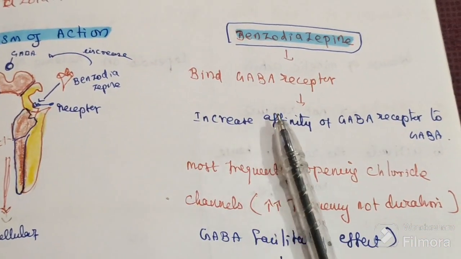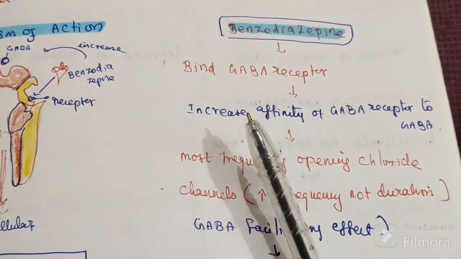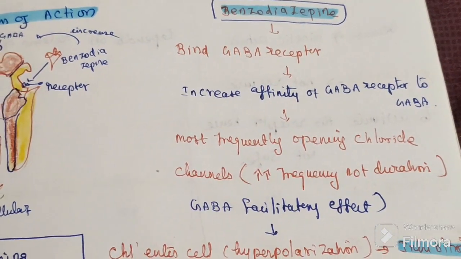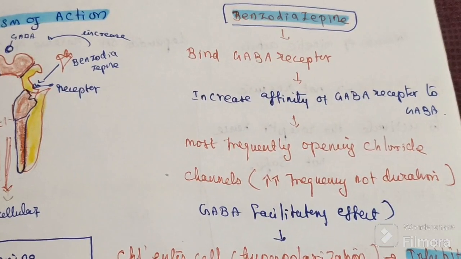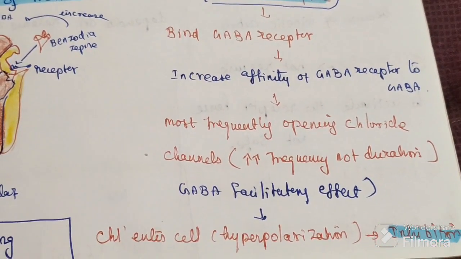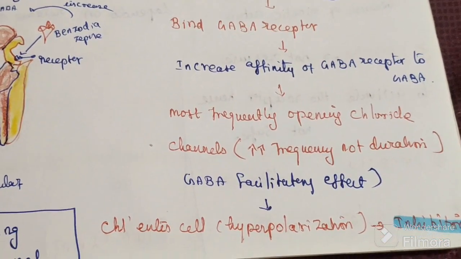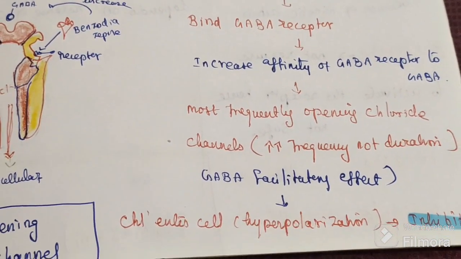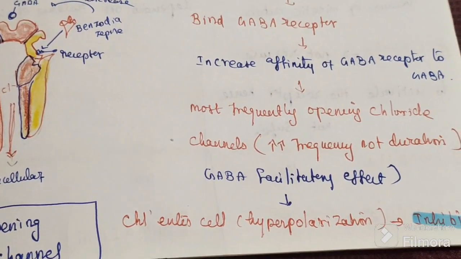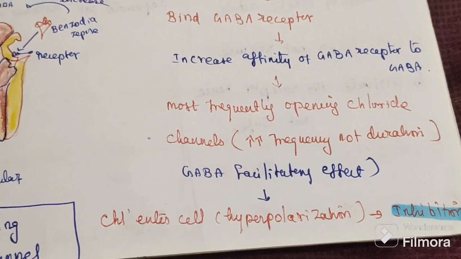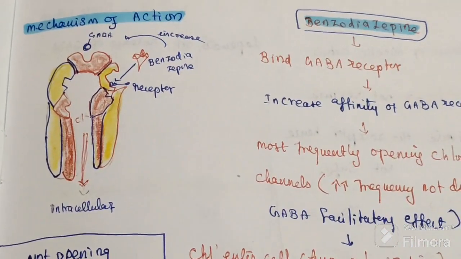It binds with the GABA receptor, then increases the affinity of that receptor, so the chloride channel opens more frequently. Here it increases the frequency, not the duration, a GABA facilitatory effect only. So there is no mimetic reaction. Chloride enters the cell, then hyperpolarization happens, and then inhibition will happen.